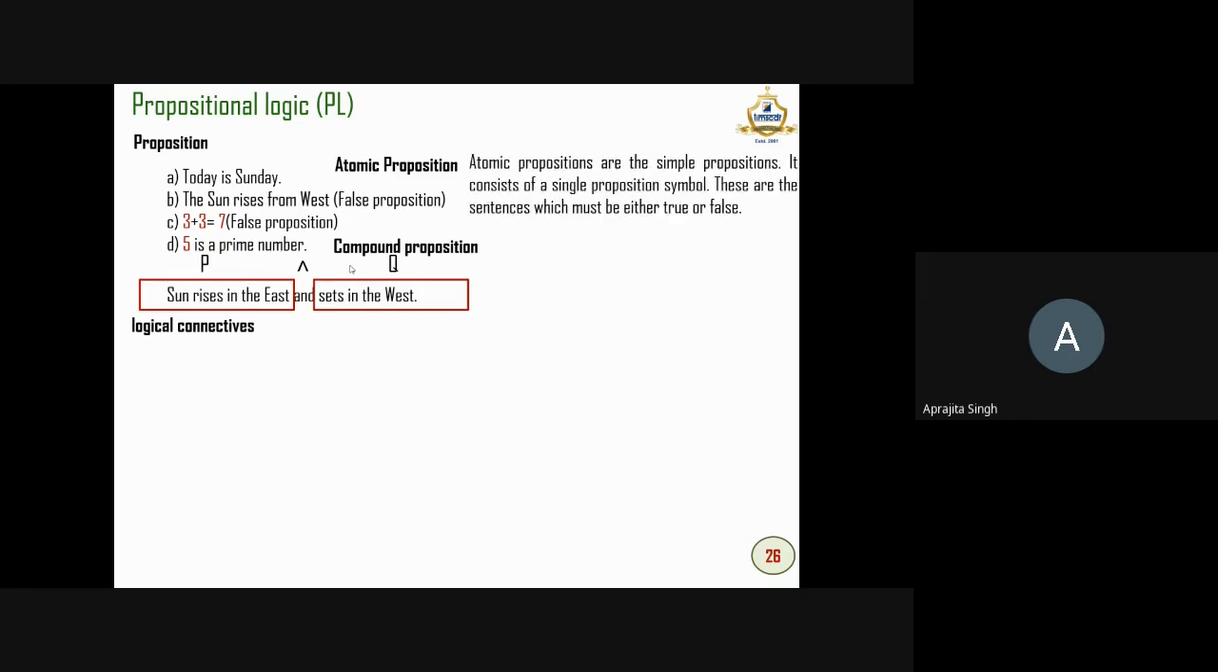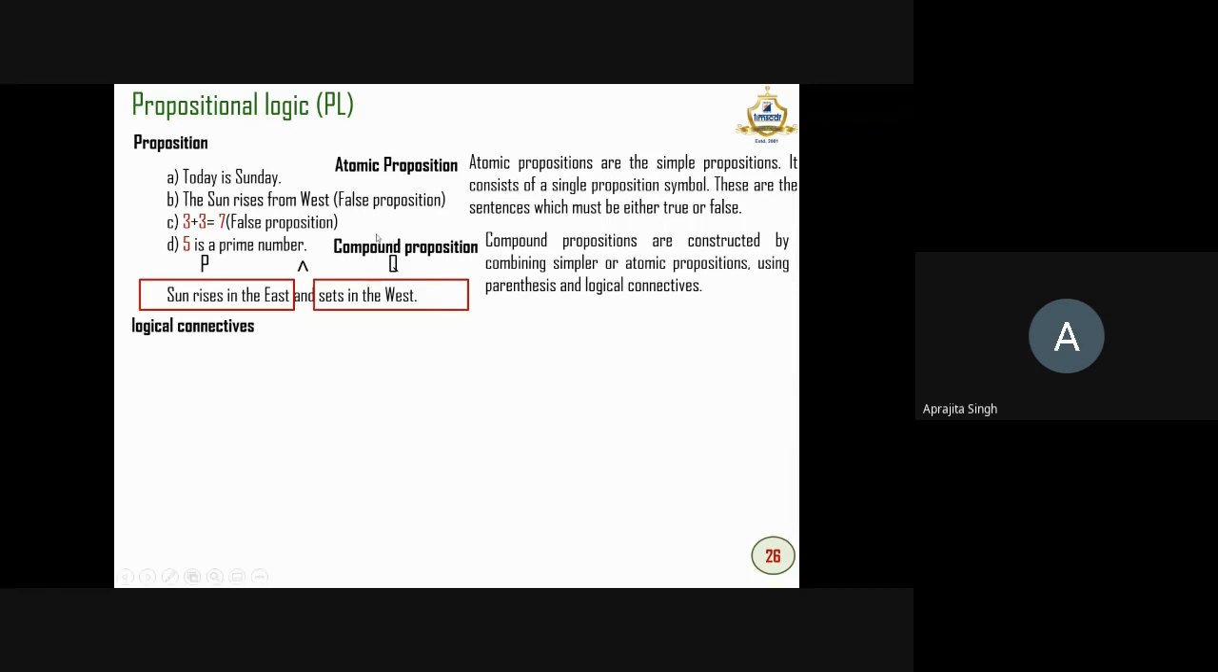So there are logical connectives which make it compound or atomic. So ये जो हमने example लिखा, that is a compound statement. You have atomic propositions. Atomic propositions are the simple propositions, and they consist of single proposition symbols, and they are the sentences which must be either true or false. Compound propositions are constructed by combining simple or atomic propositions using parentheses or logical connectors.